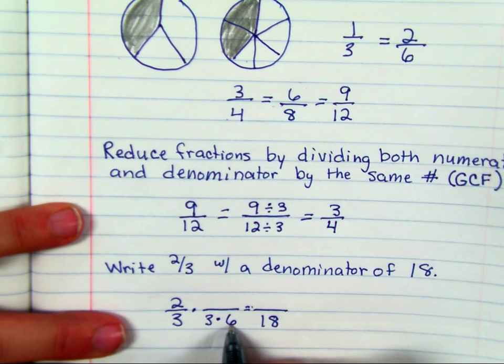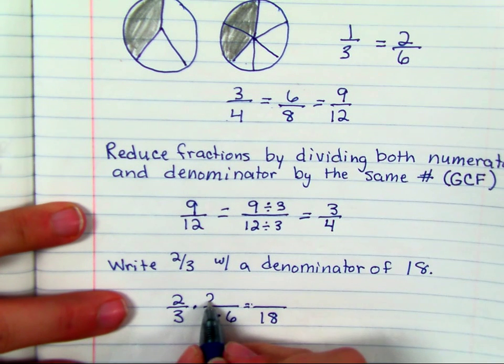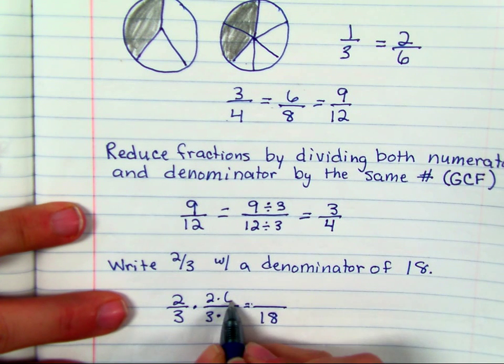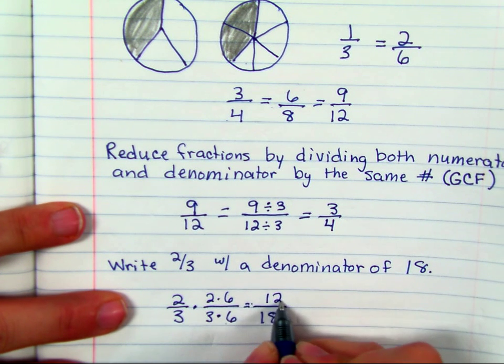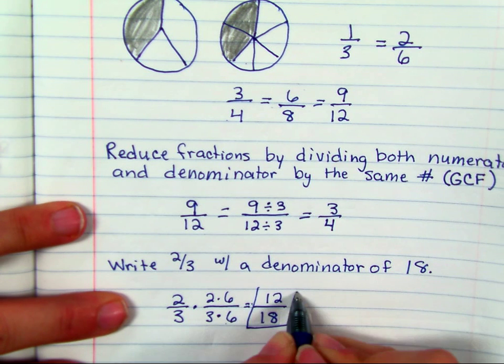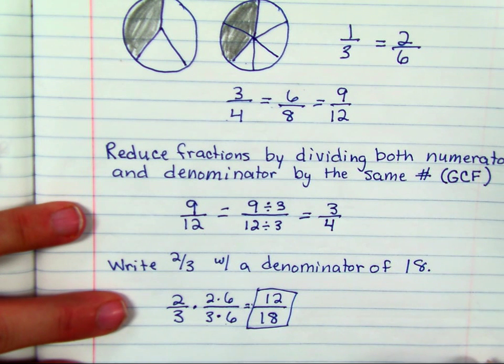Awesome. So we get 18 here. That means my numerator I have to times by the same number. And so my equivalent fraction would be 12/18.